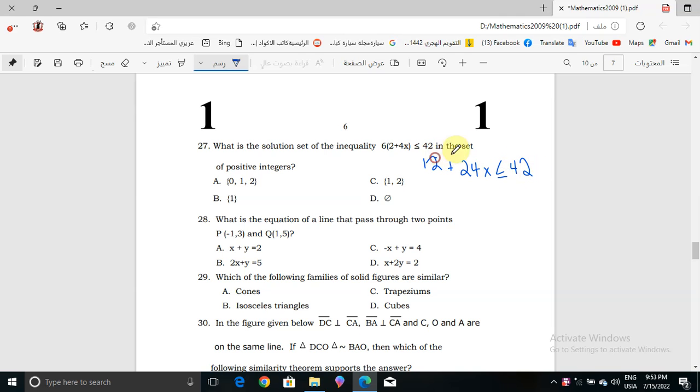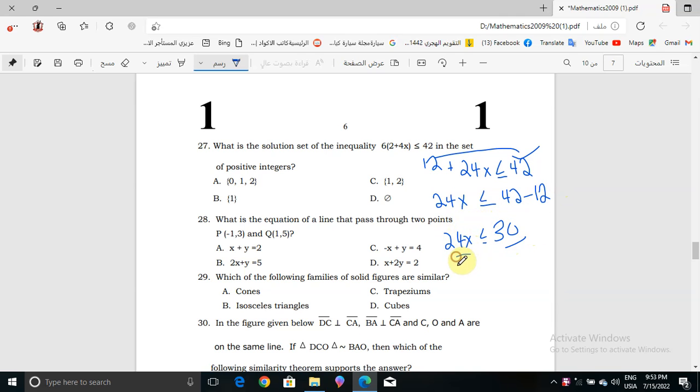Then shift 12 to the other side. That means it will be 24x less than or equal to 42 minus 12. So that means it will be 24x less than or equal to 30.